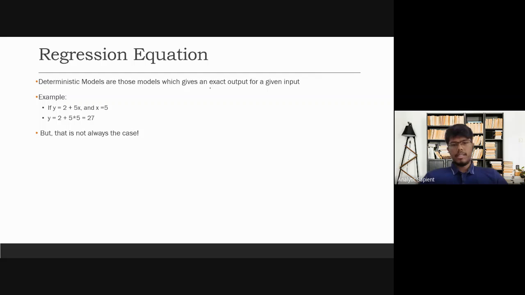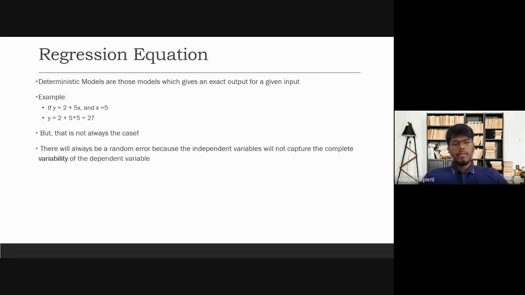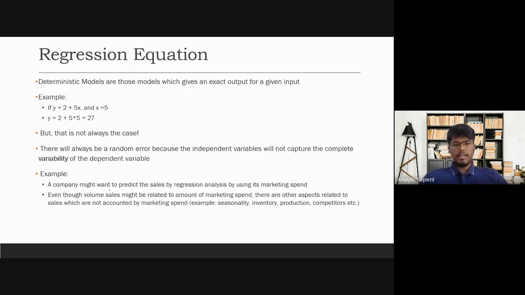So that is not always the case in a regression equation, right? Because there will always be some random error. Because the independent variables will not capture the complete variability of the dependent variable. Let me take an example. For example, an advertising company wants to know the relationship between advertising and sales, right? But is sales just dependent on advertising? No, right? Advertising is just one part of the entire variability which goes into sales. There can be many other things.